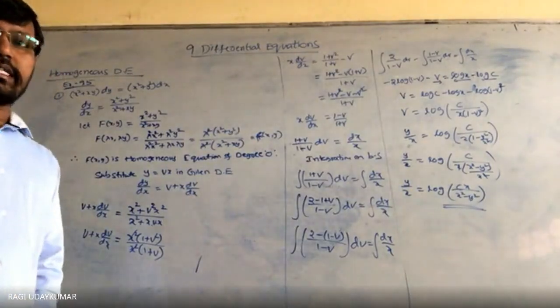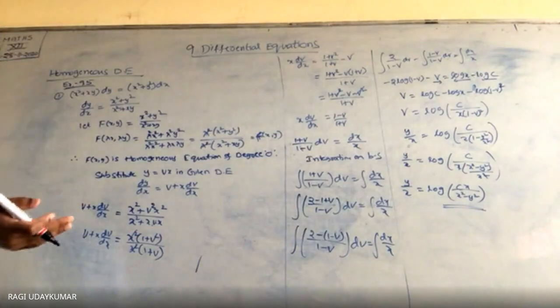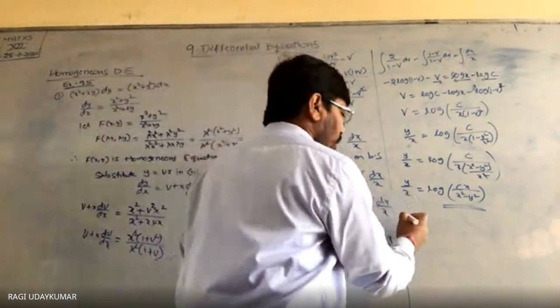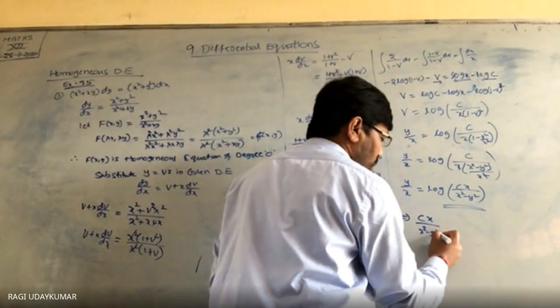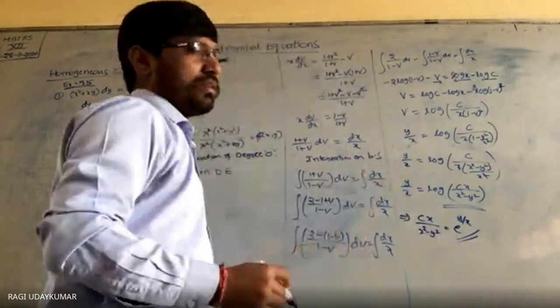Or if you want to remove the logarithm, you can express it in another way, using e power. You can write this as: instead of logarithm of cx by (x square minus y square) is equal to y by x, cx by (x square minus y square) is equal to e power of y by x. So both are right answers.